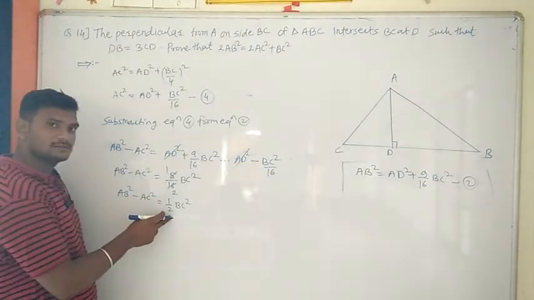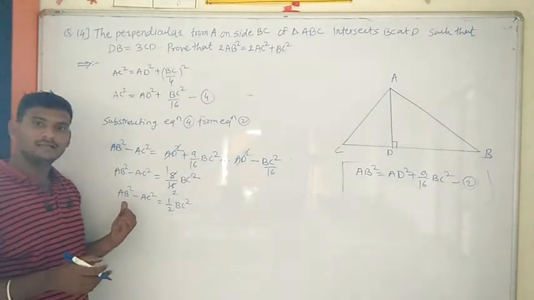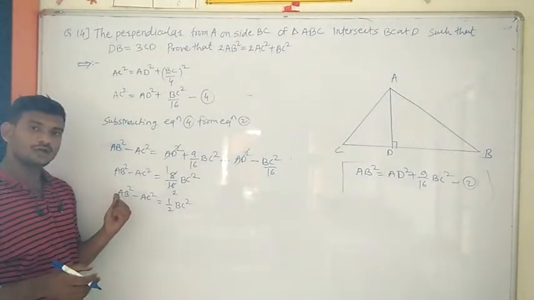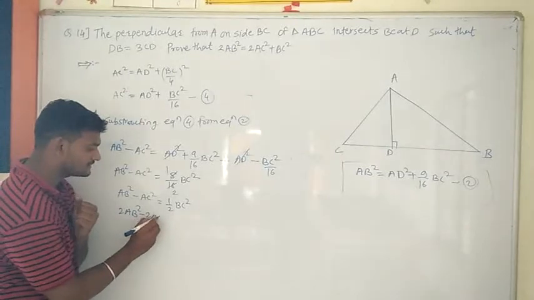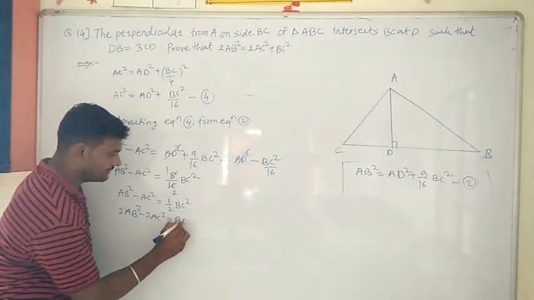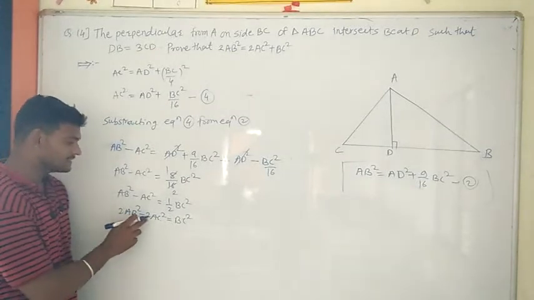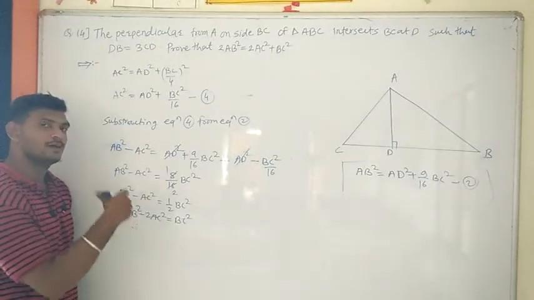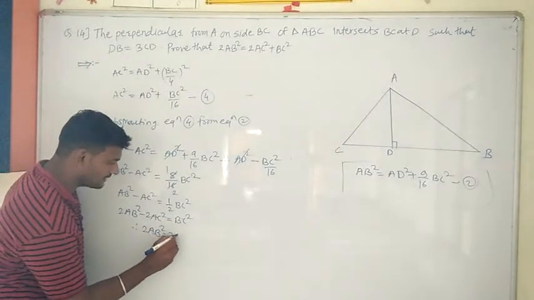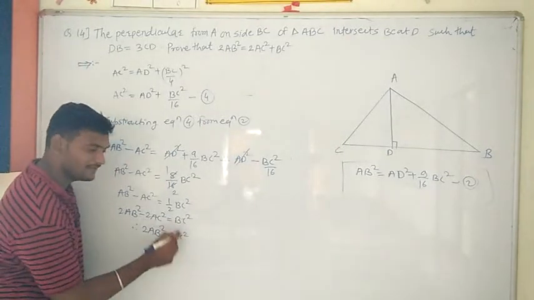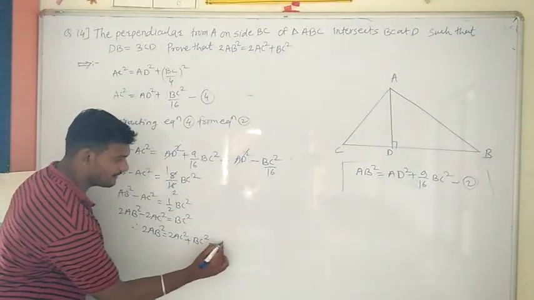Now send this 1 by 2 towards the left hand side. It will go to the numerator, that is, in a multiplication. So 2 times AB square minus 2 times AC square is equal to BC square. We got here. Therefore, send this 2AC square towards the right hand side. Therefore, 2 times AB square is equal to 2 times AC square plus BC square, since it will become plus after sending towards the right hand side. Hence proved.